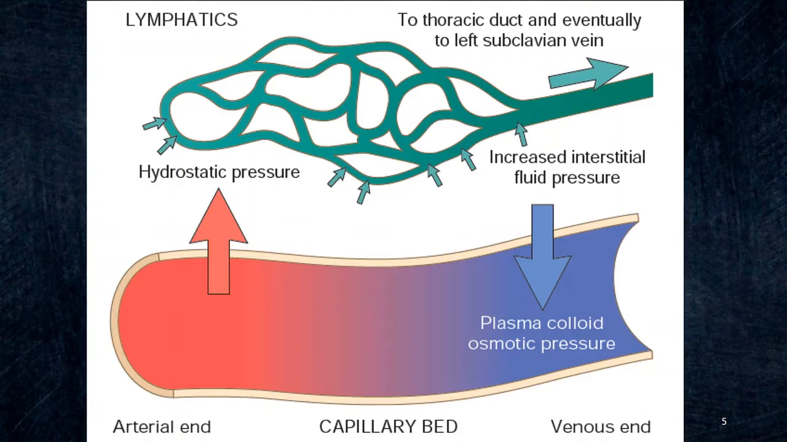But what if the balance is disrupted? Let's say hydrostatic pressure is increased and plasma colloid osmotic pressure is decreased or diminished. Then what will happen? It results in increased movement of fluid, isn't it? And if this net rate of fluid movement exceeds the rate of lymphatic drainage, then fluid will accumulate in the interstitial space, and this is called edema. It occurs within the tissue.